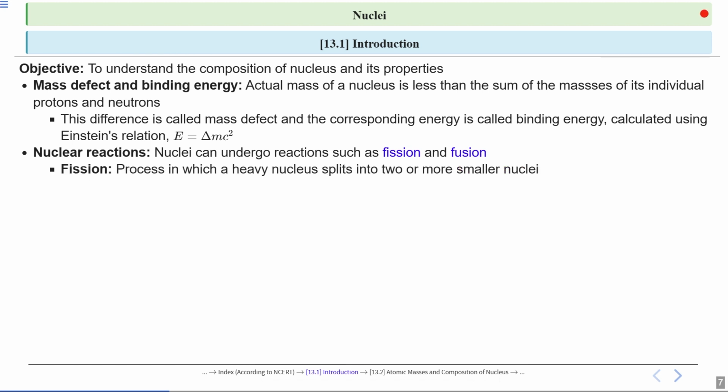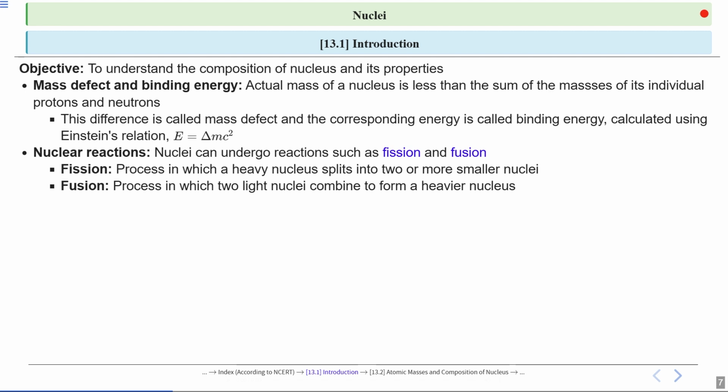Fission is when a heavy nucleus splits into two or more smaller nuclei. For example, uranium-235 can split into barium and krypton, releasing energy and more neutrons. This is the principle behind nuclear reactors and atomic bombs.